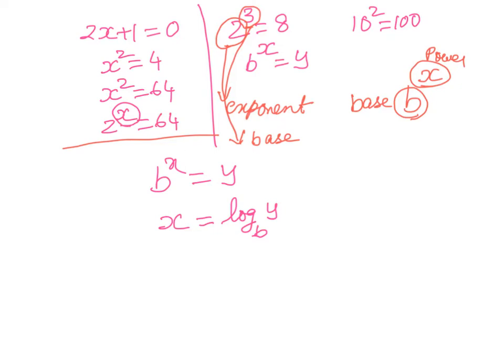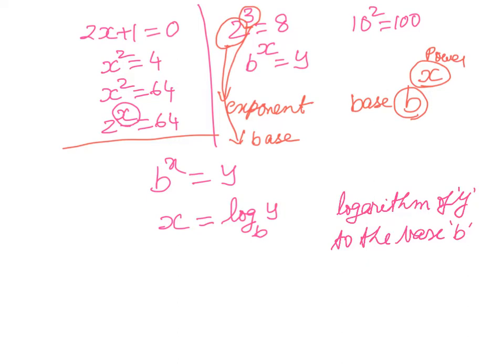I'll explain once again here. b to the power of x is equal to y. I make x the subject of the formula and I write x equal to logarithm of y to the base b. How do we read it? We don't read it as log b y. We read it as logarithm of y to the base b. That's how we read it.